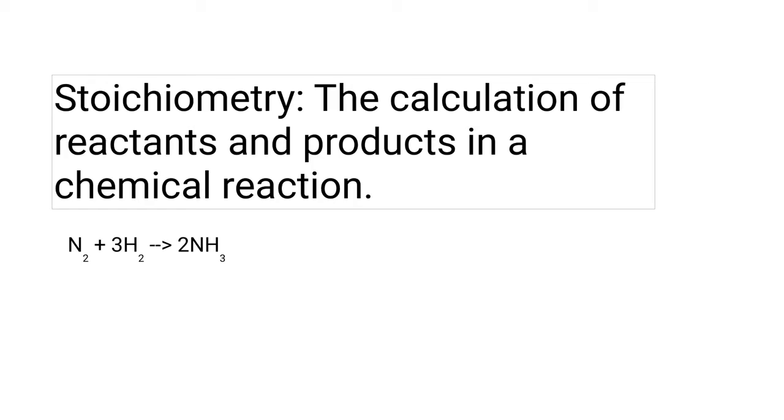The reactants in this reaction are on the left side of the arrow. So it's going to be N2 and 3H2. Those are the reactants. Okay. On the right side of the arrow are the products. In this case, the product is just one product, ammonia.